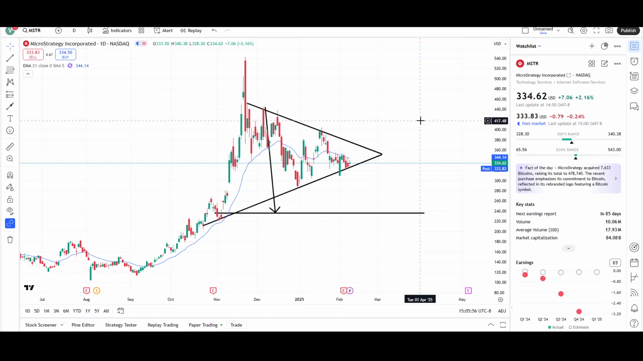with the ticker symbol MSTR. I will first be going over what I see on the daily chart and finish the video off with the weekly chart. This video is for entertainment purposes only. Please trade at your own risk.